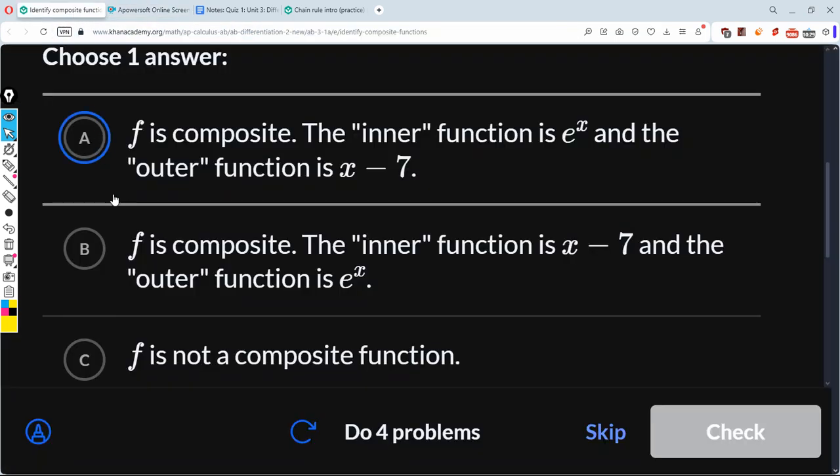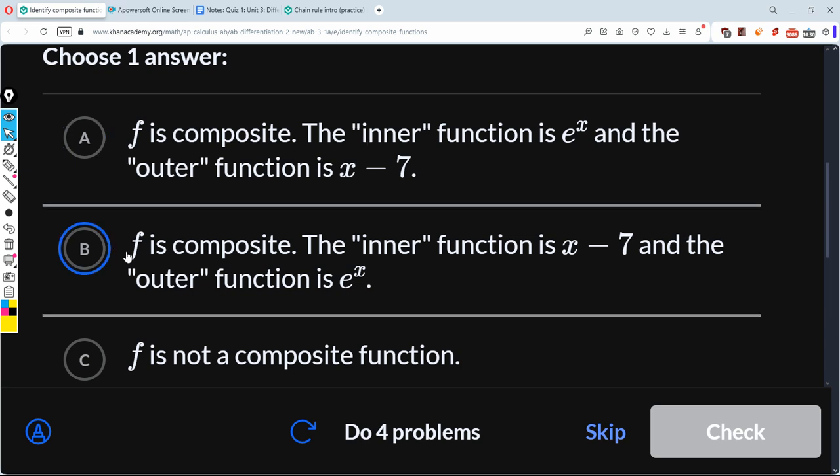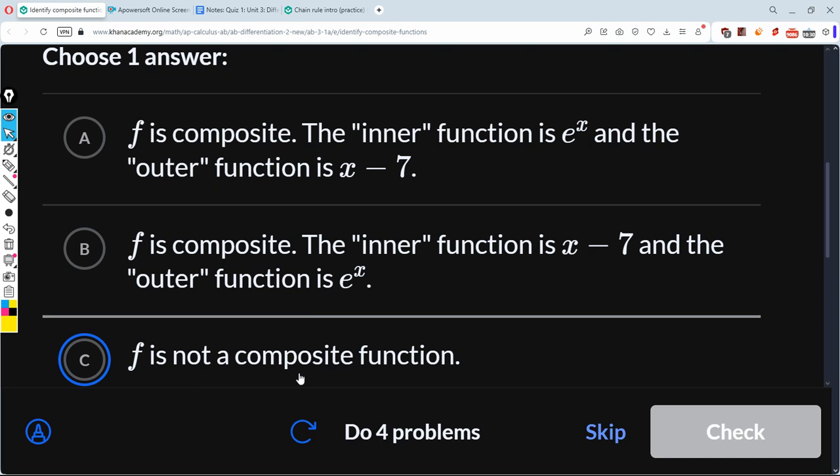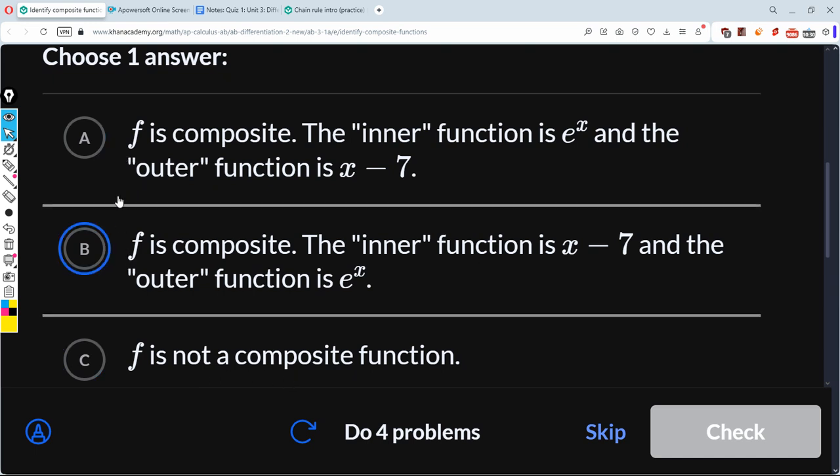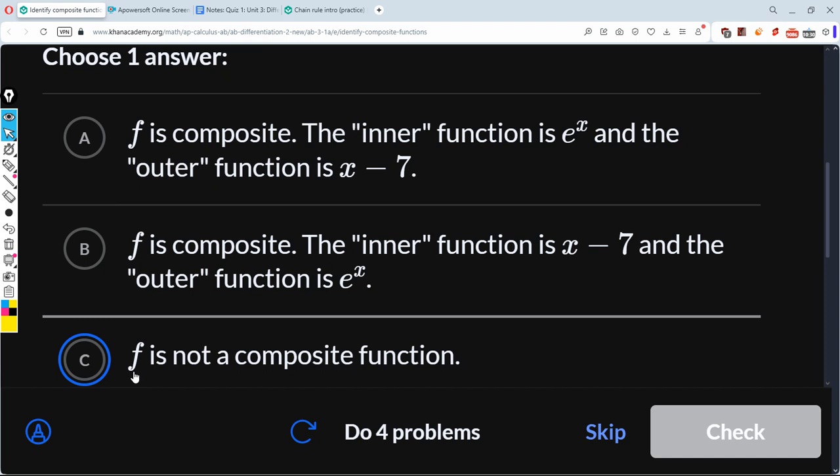All right, so all of the answer choices are basically the same for each problem. You're going to have an inner and outer function for answer A, and then for answer B, they're just going to switch the inner and outer function, and then answer C will be not a composite function. So basically, just test A and B, and if neither one worked, then it's answer C.